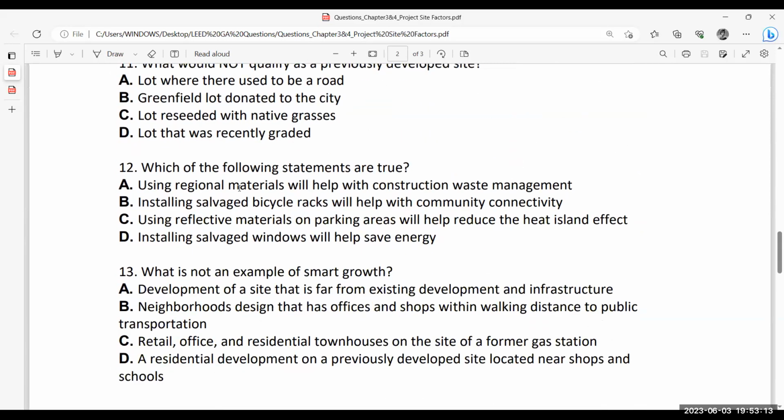Now, question number 12, which of the following statements are true? A, using regional materials will help with construction waste management. B, installing salvaged bicycle racks will help with community connectivity. C, using reflective materials on parking areas will help reduce the heat island effect. D, installing salvaged windows will help save energy.